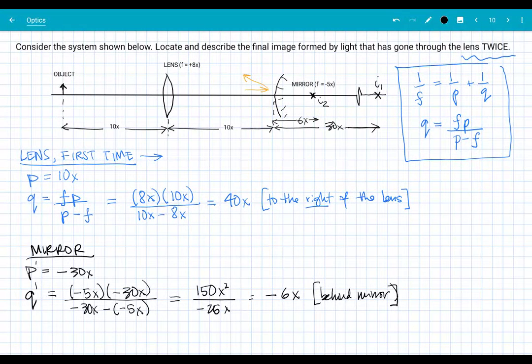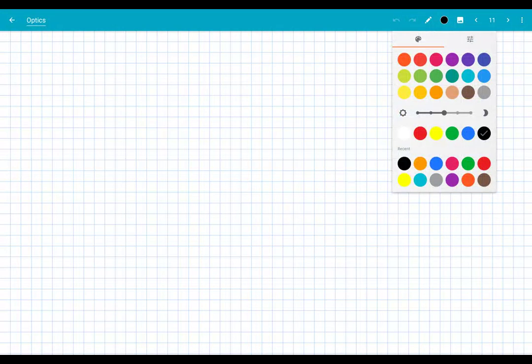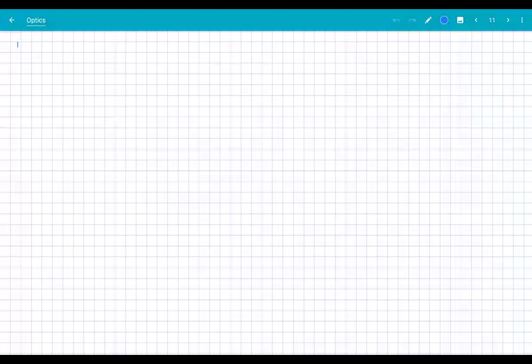Image 2 is now the object for the lens, going through the lens the second time, right? If you're following this, you see that we could keep doing this forever, really. We could keep finding images and applying them to components. That's one of the reasons for being really clear in the problem that I'm interested in the light that's gone through the lens exactly twice. All right, so now let's work on the lens the second time. We're going to look at the lens again, with a different object, of course.